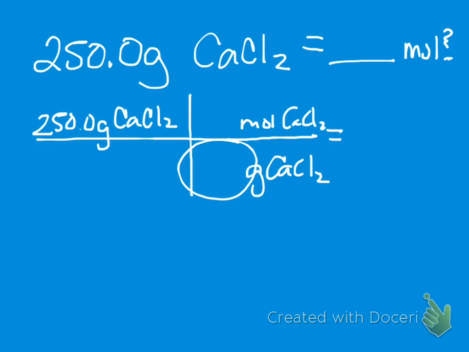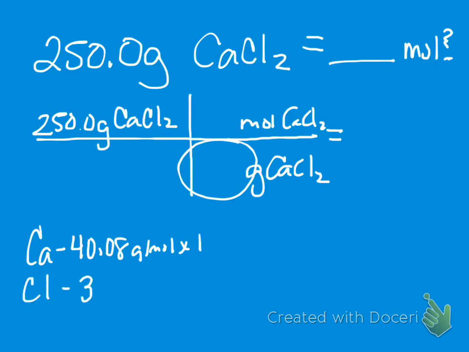Well, the number that we're missing is that molar mass number. So this is where we pull out the periodic table and the calculator and do a little bit of math. Calcium is 40.08 grams per mole times 1. Chloride ion is 35.45 grams per mole times 2. So 40.08, and what's that? 70.90, I think.